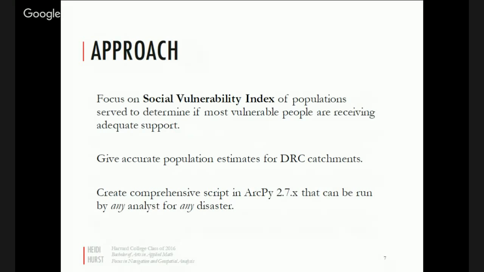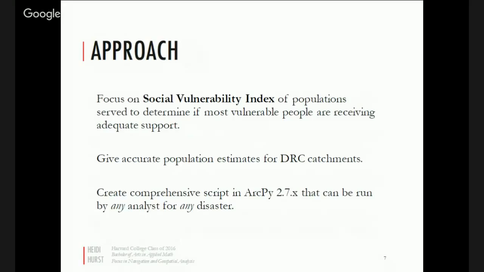So my approach was to focus on the social vulnerability index, which I'll talk a little bit about, but I had to pick some sort of variable, so I decided to pick that. And I wanted to give accurate population estimates for DRC catchments to figure out how many people are we really talking about. Not only how many people have been affected, but how many people can make it to these disaster recovery centers. And finally, my goal was to leave the folks at FEMA with a comprehensive script that they could then run after I was gone.